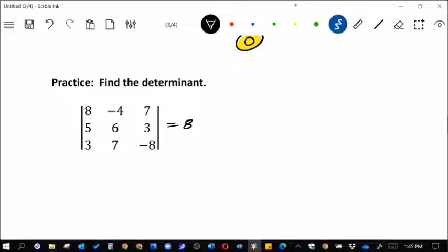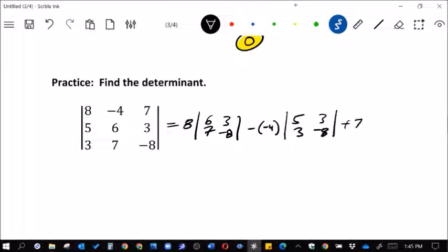Okay, I'm going to set this up with the 8, 6, 7, 3, and -8, minus -4. I'm careful with the parentheses. 5, 3. I need the line between them. 5, 3, 3, and -8, plus 7, 5, 3, 6, and 7. See if those make sense and I got them in the right places, because it is easy to sometimes put the wrong number in places.